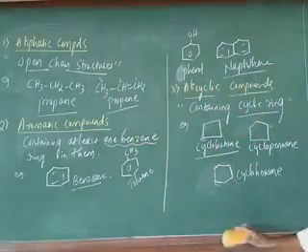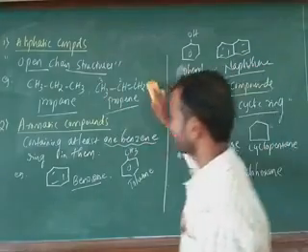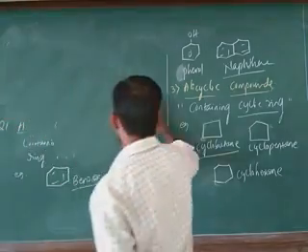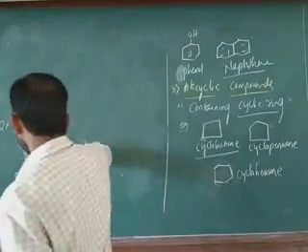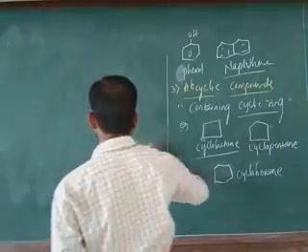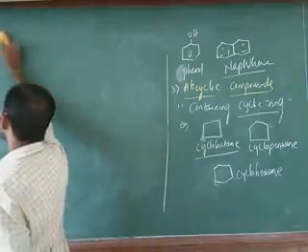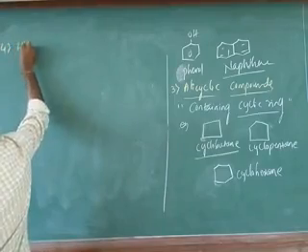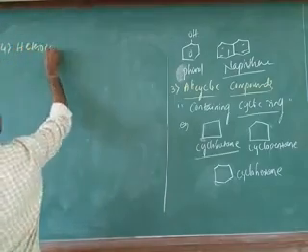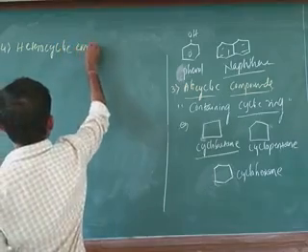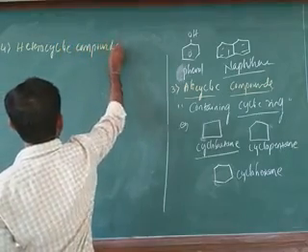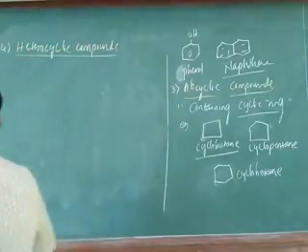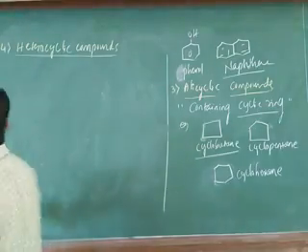Okay. Next, the last one is the heterocyclic compound. That is the fourth one, no? Heterocyclic compound. Hetero means what? Different. Bear in mind, important. Homo means what? Same. The fourth one is heterocyclic compounds. Hetero means different.